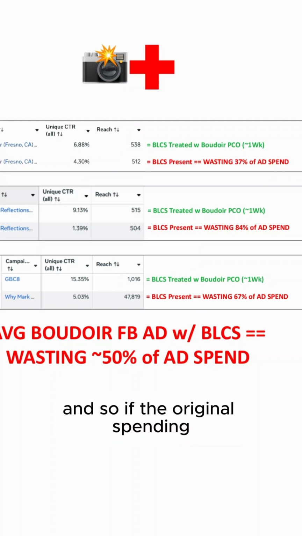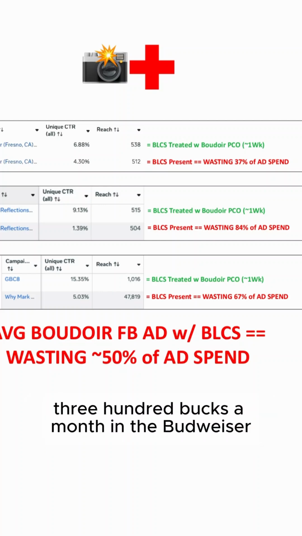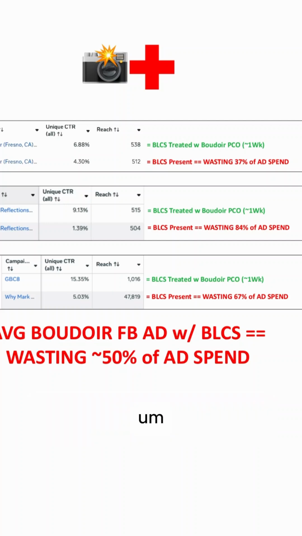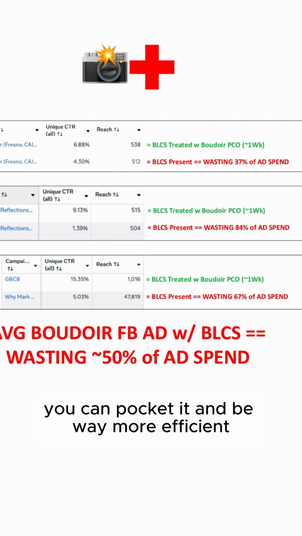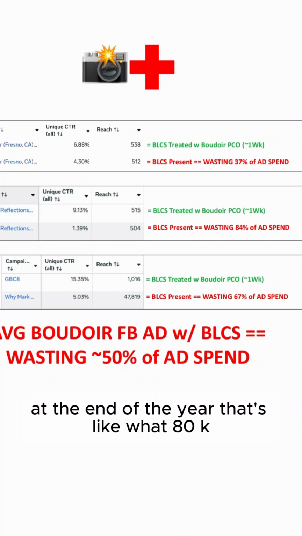And so if he was spending 10 grand a month on the original, now he only has to spend 3,300 bucks a month on the Boudoir Pico treated ad to get his ad into the same number of women's brains as the original. So 6,700 bucks a month, he no longer has to spend. He can pocket it and be way more efficient. It's kind of like a phantom profit each month. At the end of the year, that's like what, 80K?